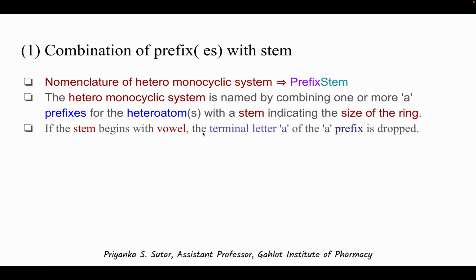And there is a very important rule of the Hantzsch-Widman system, that if the stem begins with a vowel, the terminal letter A of the prefix is dropped. How to apply this rule we will see when we are practicing solution problems. For now, just remember, if the stem begins with a vowel, you will drop the terminal A of the prefix.